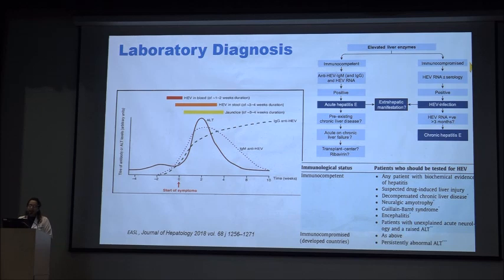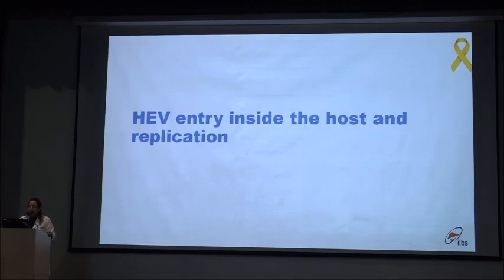EASL is the only clinical recommendation which has shown whom it should be tested in. Now they say that in an immunocompetent person with biochemical evidence of hepatitis, if DILI is suspected, check by HEV IgM. Also in decompensated chronic liver disease, and in extrahepatic manifestations, if you have neuralgic amyotrophy, Guillain-Barré syndrome, unknown encephalitis, or unexplained acute neurological illness with raised ALT, then look for HEV IgM. In the immunocompromised, if ALT is persistently abnormal, HEV IgM needs to be done.